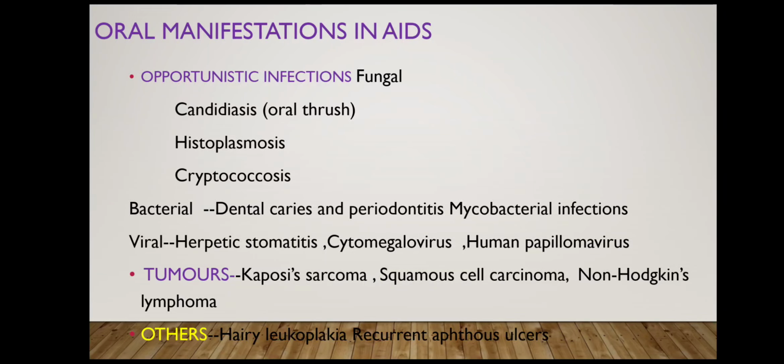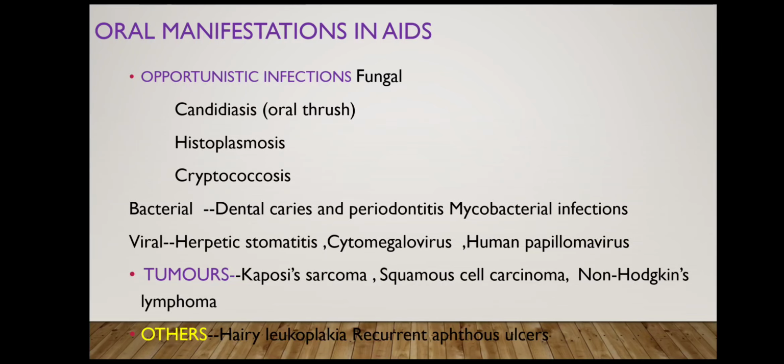In immunodeficient or immunocompromised patients, such as in acquired immunodeficiency syndrome, there are certain oral manifestations which occur because of opportunistic infections. It can be either due to fungal infections like candidiasis, histoplasmosis, and cryptococcosis, or due to bacteria causing dental caries and periodontitis. Mycobacterial infections due to Mycobacterium tuberculosis are also very common. Viral infections are because of herpes simplex virus, cytomegalovirus, and human papilloma virus also.